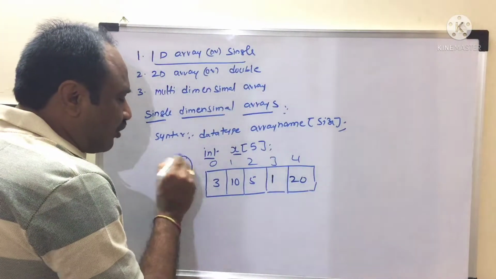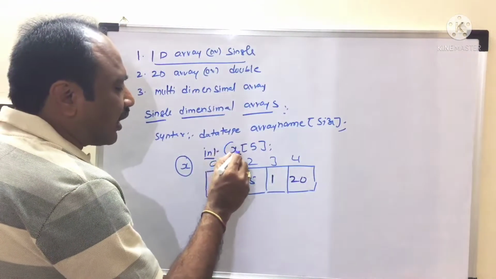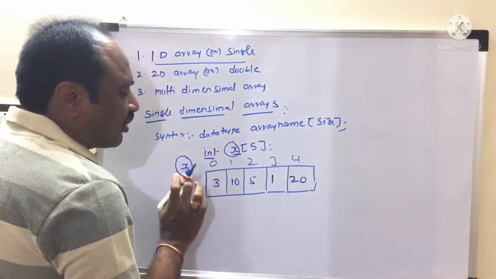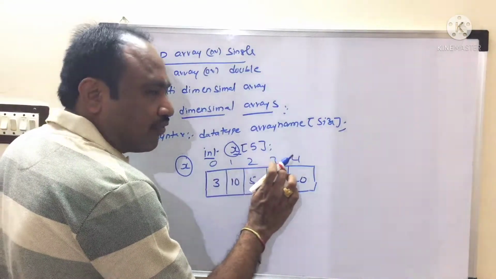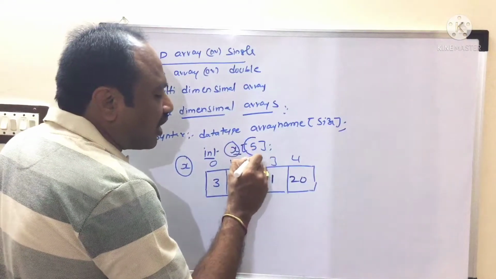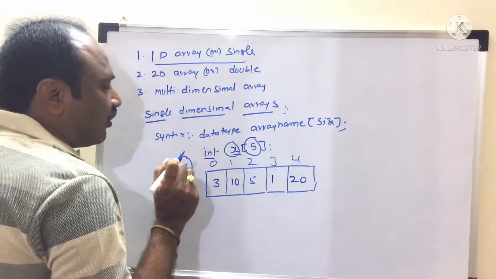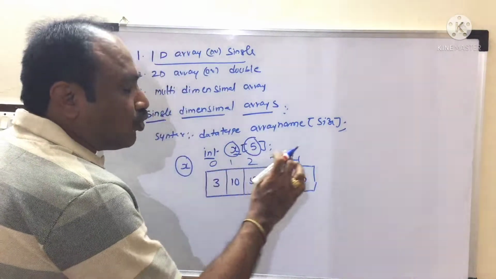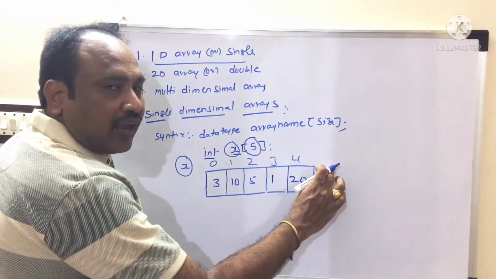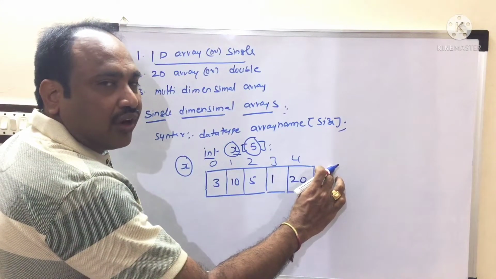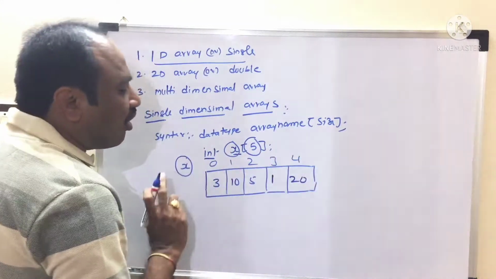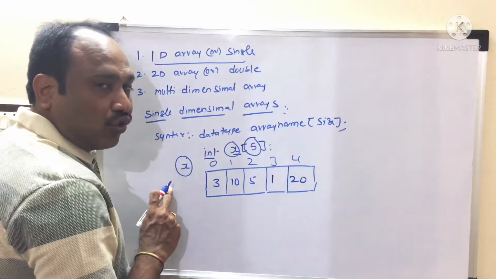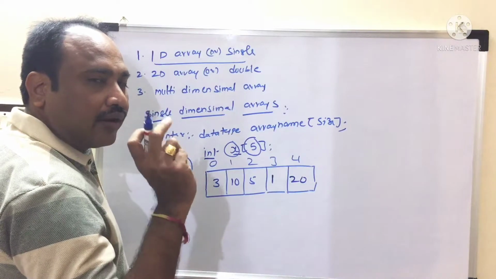When you are going to work with an array, what is its name? x. All values are stored under the single name: x of 0, x of 1, x of 2, x of 3, x of 4. What is the array size? 5. If the array size is 5, the first value will be stored under the name x of 0, and the last value will be stored under the name x of 5 minus 1, x of 4th location. All values are stored under the name x only, a single name.